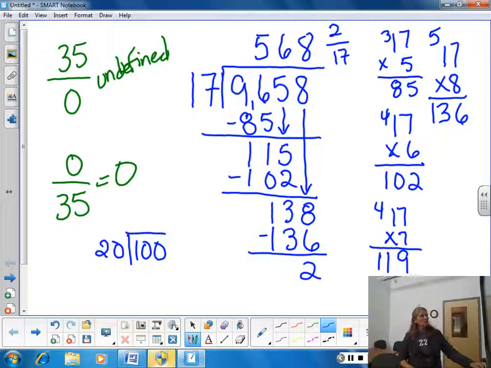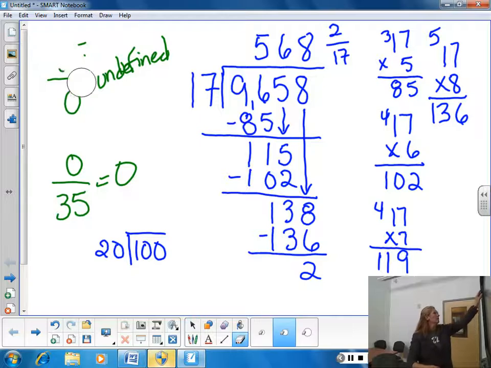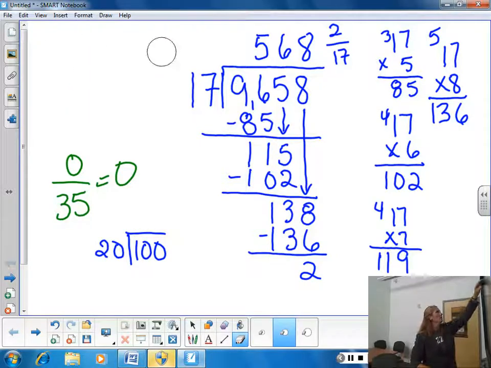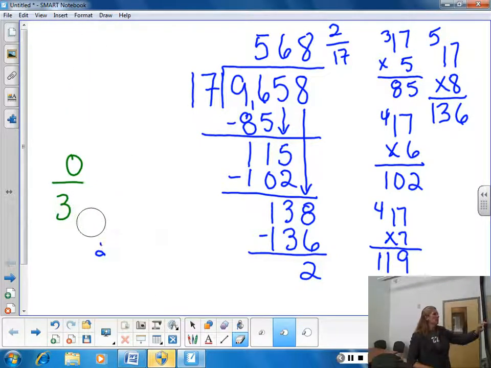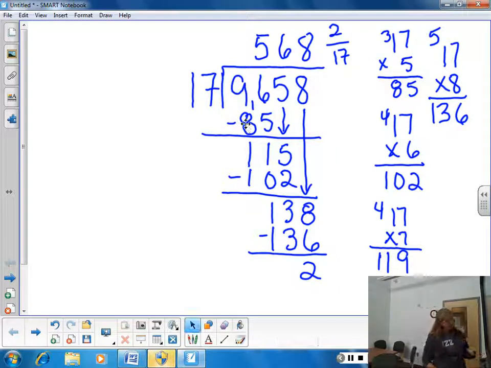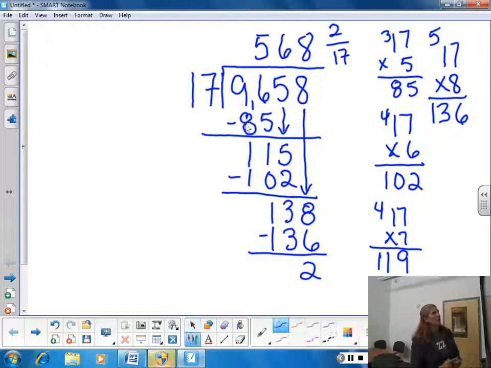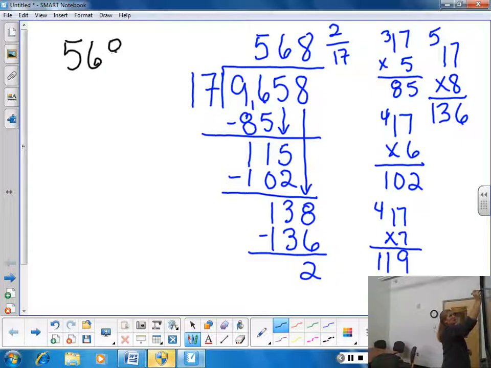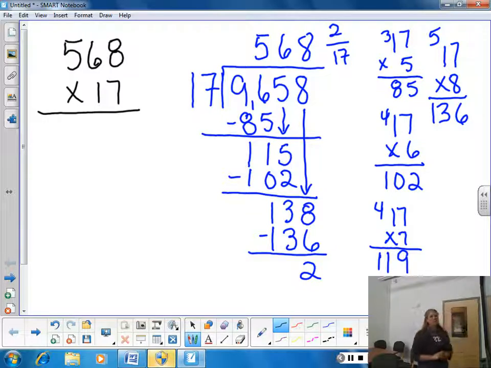Okay, so now I want to check it. Over here on the right are all my guesses. And I just left them up because sometimes you might want to go back and use the same number again and you've got those all multiplied out. Okay, so how I'm going to check this is I'm going to take my quotient, which is the answer, times my divisor, which is the number on the outside there, and I'm going to multiply those together.